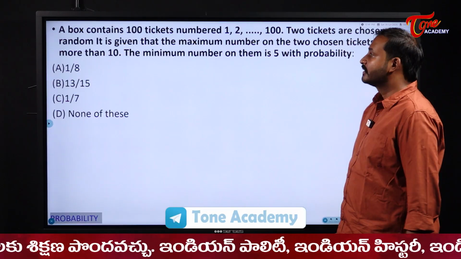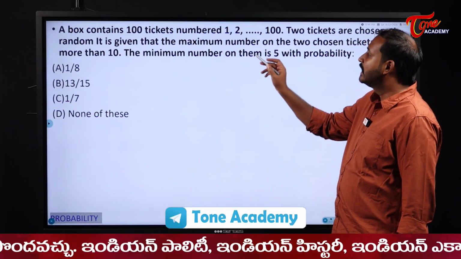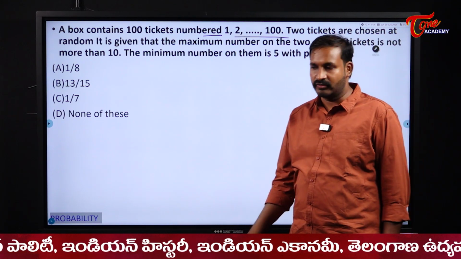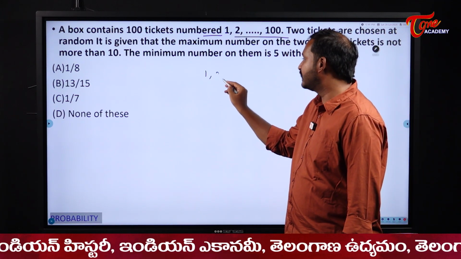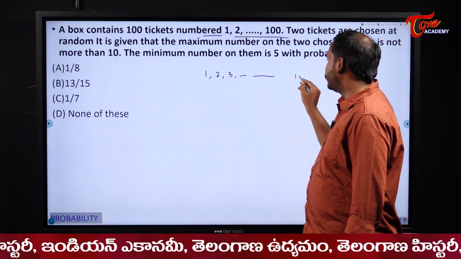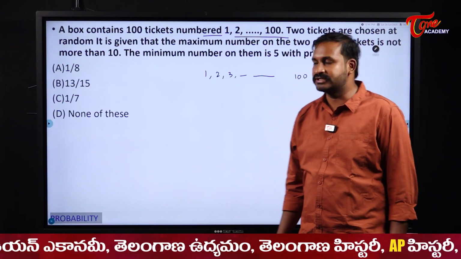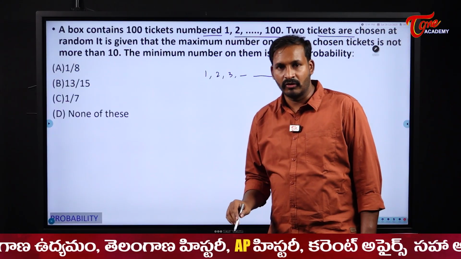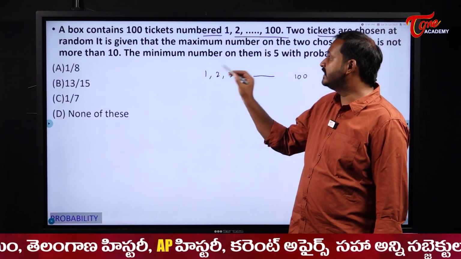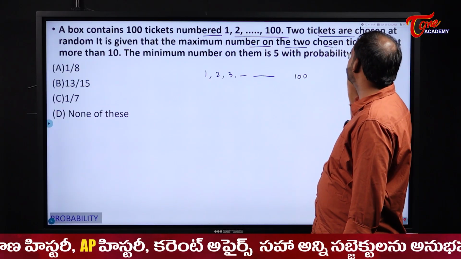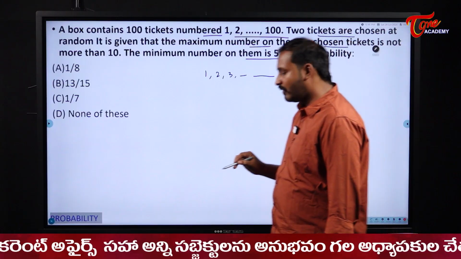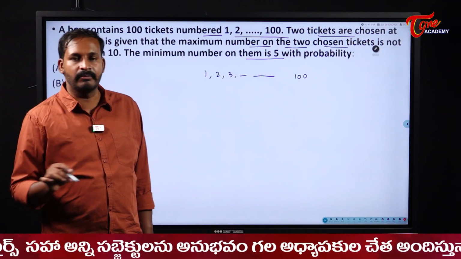Next one. A box contains 100 tickets numbered from 1 to 100. So, 100 tickets are there for us here, numbered from 1 to 100. 2 tickets are chosen at random. It is given that the maximum number on the 2 chosen tickets is not more than 10, and the minimum number on them is 5. Now I need to tell the probability of that.